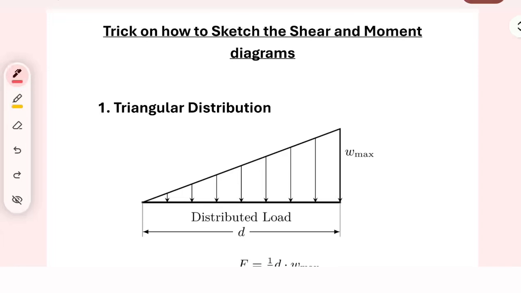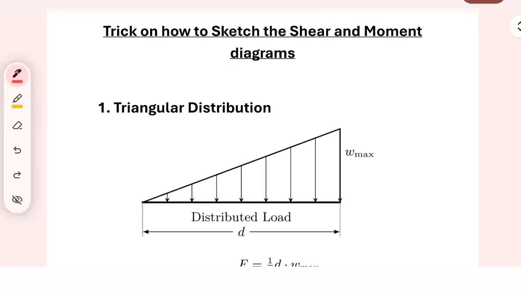Hello everyone. So we're still on the topic of shear and moment diagrams. But today I will teach you what to do if there are distributed loads on the load diagram.